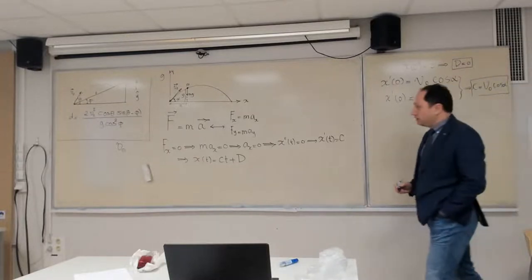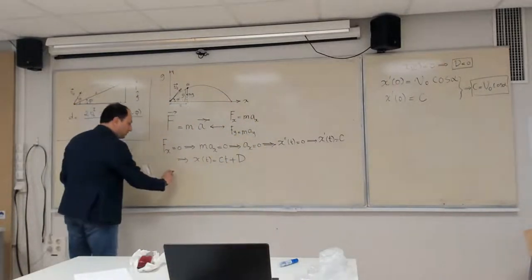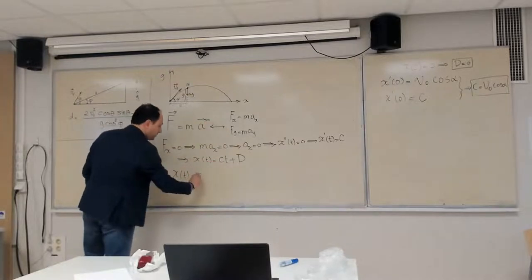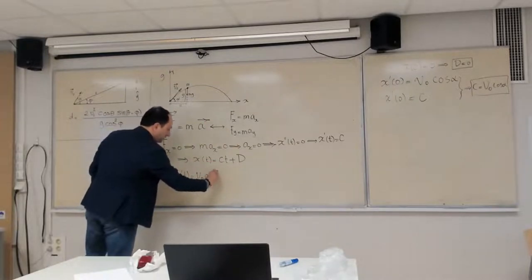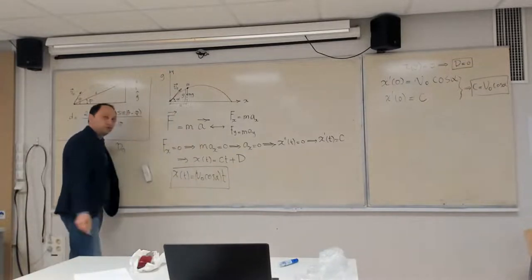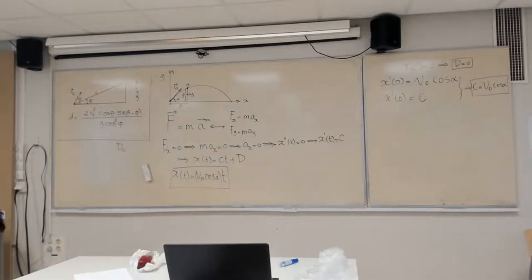And then what you want to do is calculate x of t. So we are done. X of t is equal to, instead of c, I put that expression, and instead of t, you put zero. Probably you have seen this as a formula in physics. So this is the x component of the projectile.